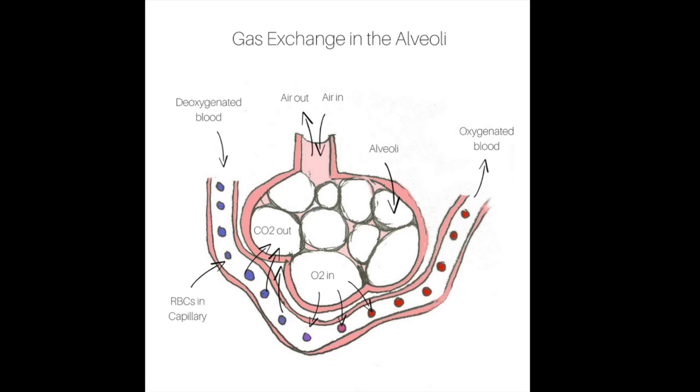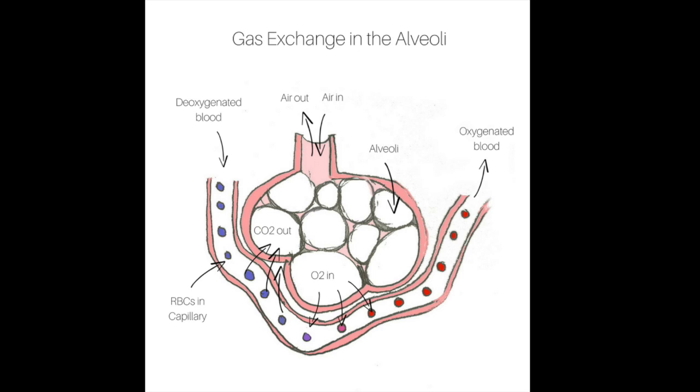The gases move along the pressure gradient by simple diffusion from high concentration to low concentration across the cell membrane. Oxygen moves from the lungs into the blood, and carbon dioxide moves from the blood into the lungs for expiration. The exchange of these gases, in particular carbon dioxide, also maintains the acid-base balance of the body.